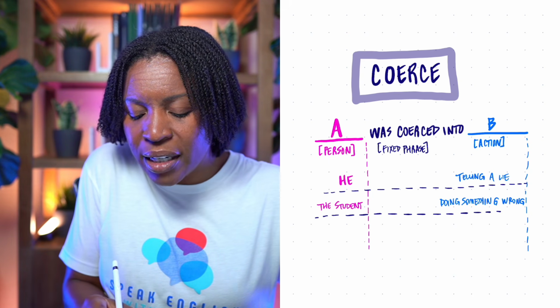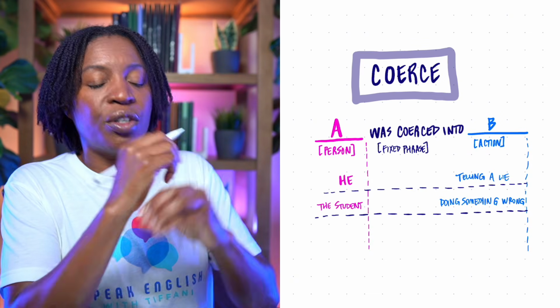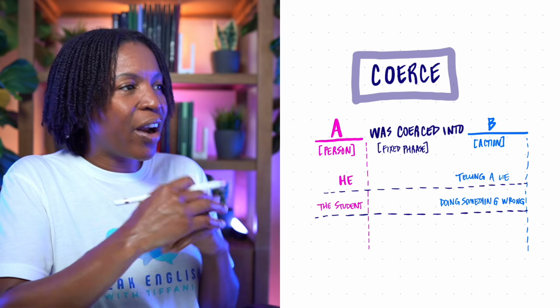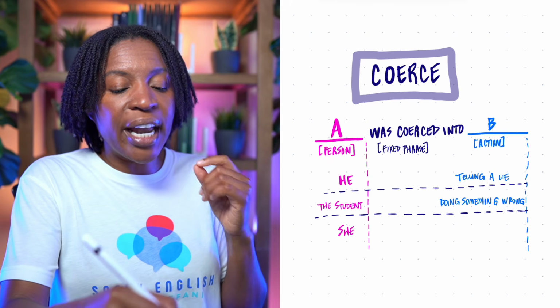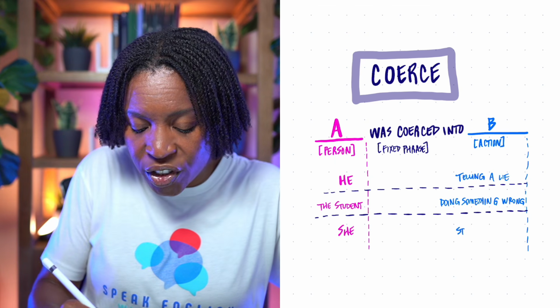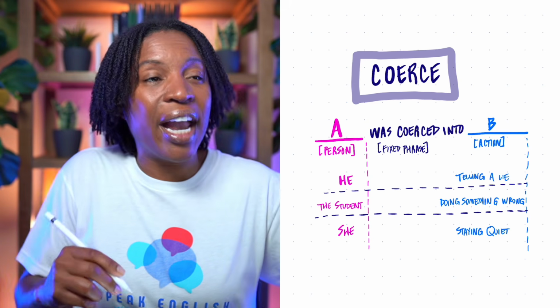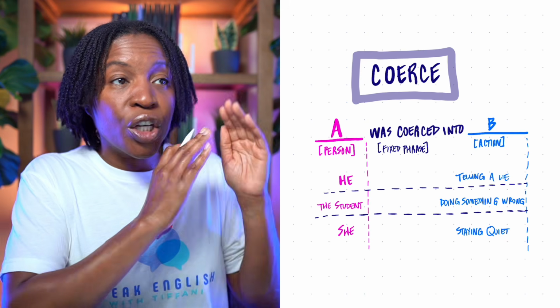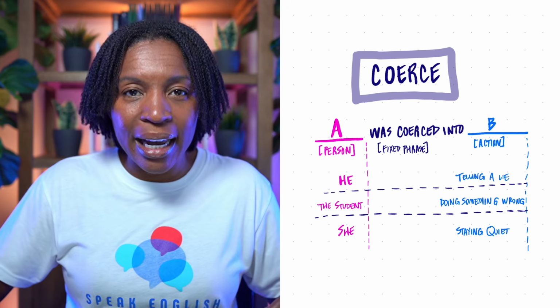Now let's go to our third example sentence using this simple sentence structure. A was coerced into B. Here's our third example for letter A, she. Very simple. She was coerced into, and what's the action? Staying quiet. She didn't want to stay quiet, but she was coerced into staying quiet. So again, our third example sentence is, she was coerced into staying quiet. So you understand now, we have the word appease and we have the word coerce.